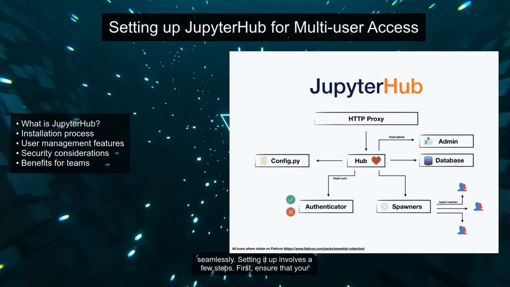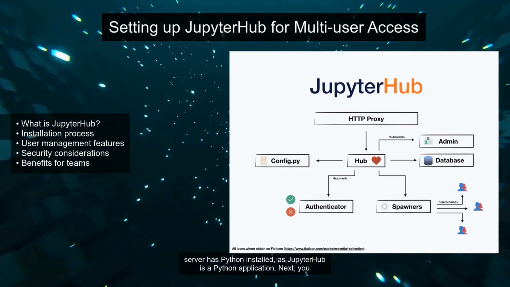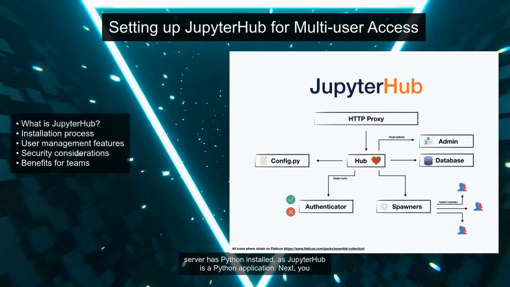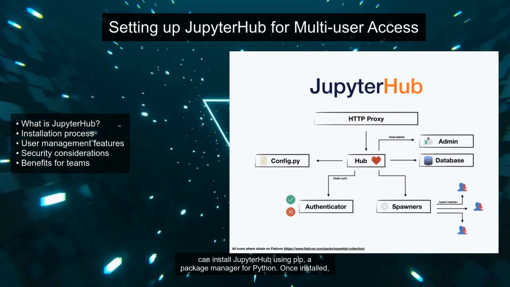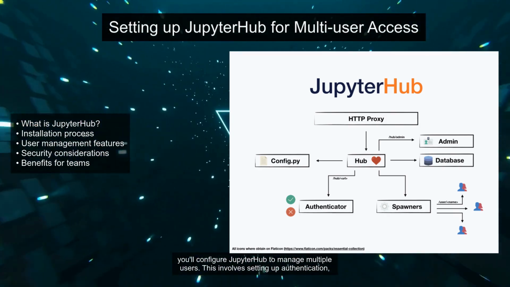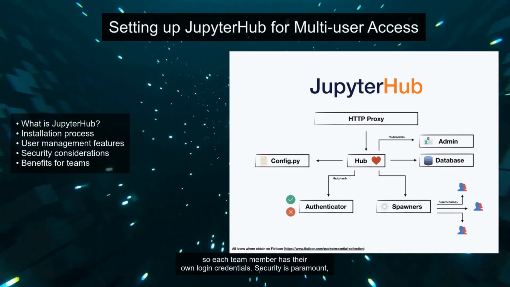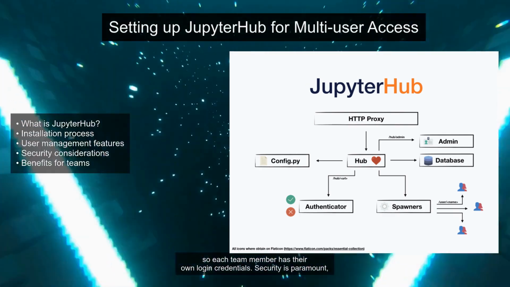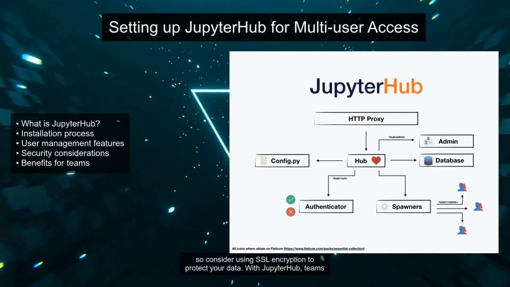Setting it up involves a few steps. First, ensure that your server has Python installed, as JupyterHub is a Python application. Next, you can install JupyterHub using pip, a package manager for Python. Once installed, you'll configure JupyterHub to manage multiple users. This involves setting up authentication, so each team member has their own login credentials. Security is paramount, so consider using SSL encryption to protect your data.